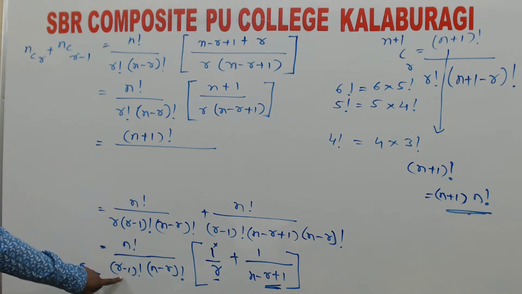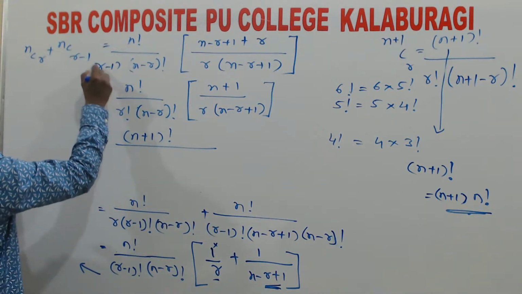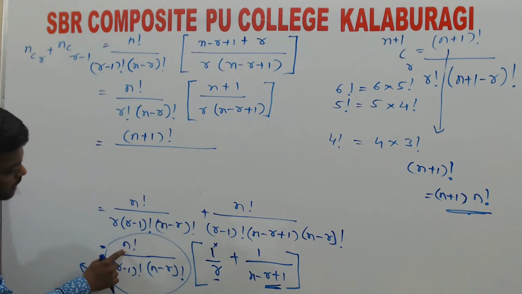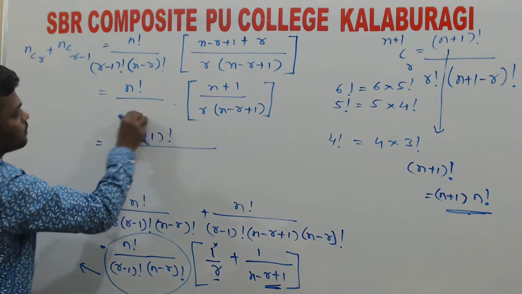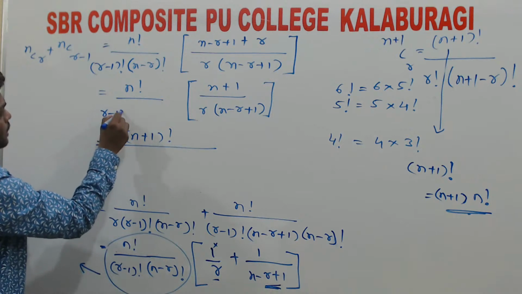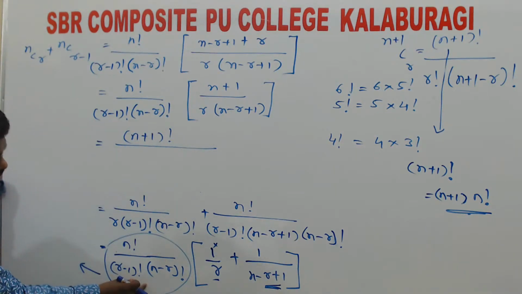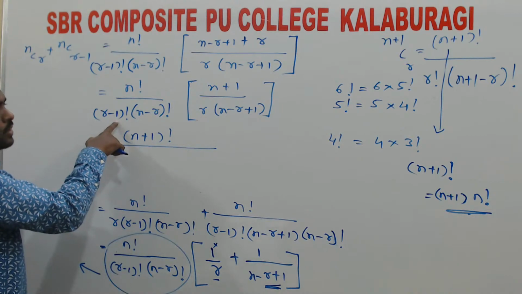Okay, so now just a minute. The common term is r minus 1 factorial, students. Sorry. Okay, just correct it. Look here. So n factorial by r minus 1 factorial into n minus r factorial. Okay, this was the term, right? So I had written r factorial. Just correct it. Now look here. r into r minus 1 factorial.